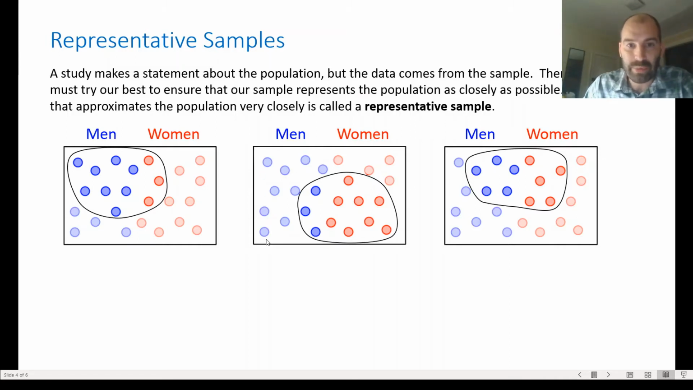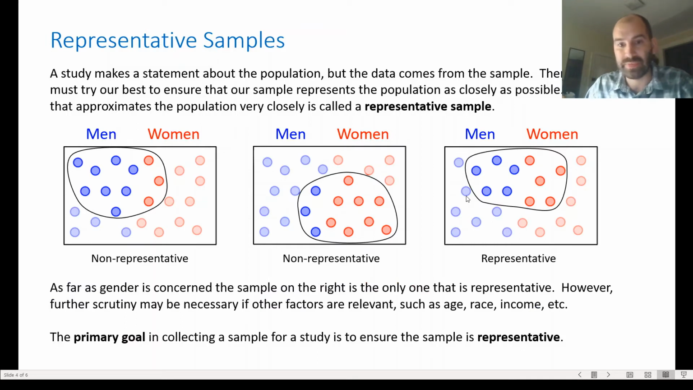So this is not a representative sample. The second example has the opposite problem. This sample has a higher percentage of women than men by a large margin, so it is not a representative sample, right? If I go to the third one here, this one looks a lot better, at least as far as gender goes. So as far as gender goes, the first 2 are non-representative. They're not very good. The third one looks pretty good. It's pretty representative. The population's about 50-50, and I've got about 50-50 in my sample. That's a representative sample as far as gender goes.